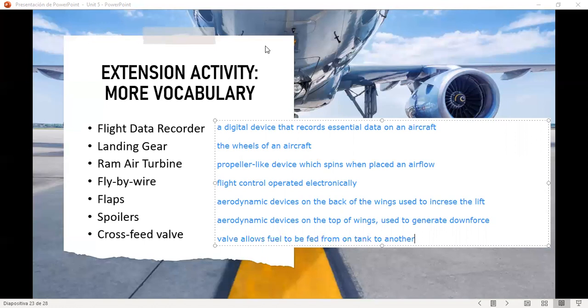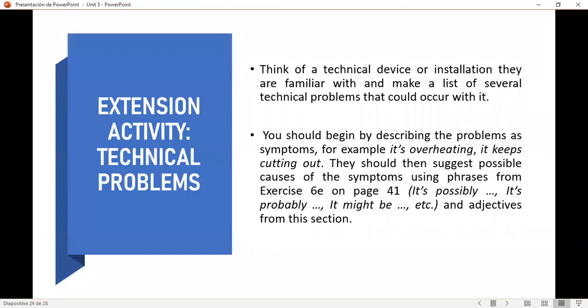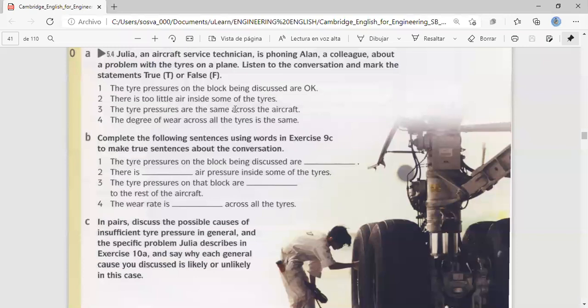Perfect. So let me erase this, and now we can continue with the book. Exercise 10. In this part, we're going to have another conversation between Julia and Alan. Julia is an aircraft service technician, and Alan is a colleague.